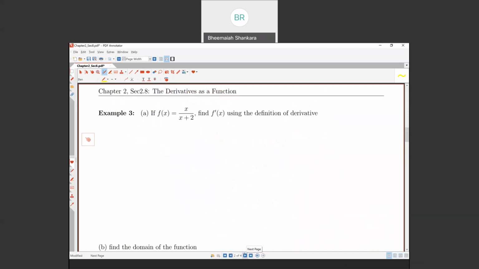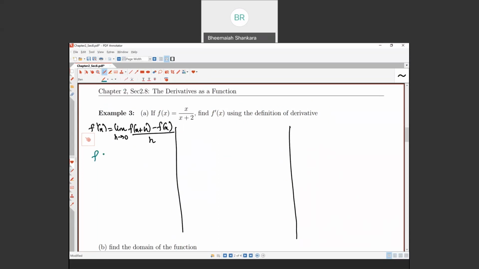The next example, you're given a rational expression. You're asked to find the derivative using the definition. So let me write f prime x is limit h approaching 0 f of x plus h negative of the function f(x) divided by h. Now you want to write the function f of x, which is the given function x over x plus 2.